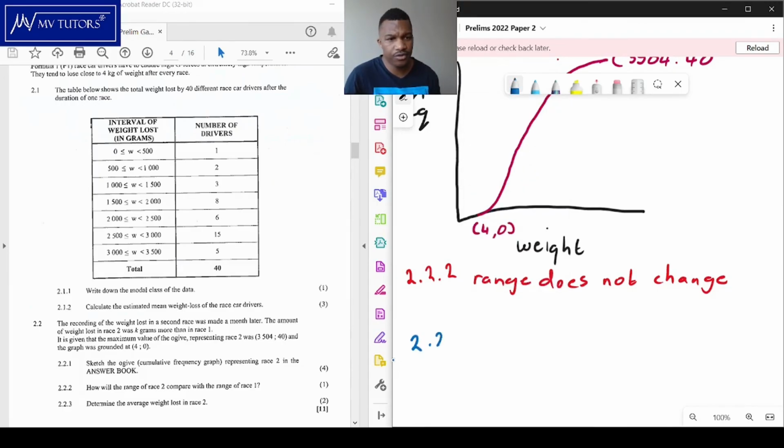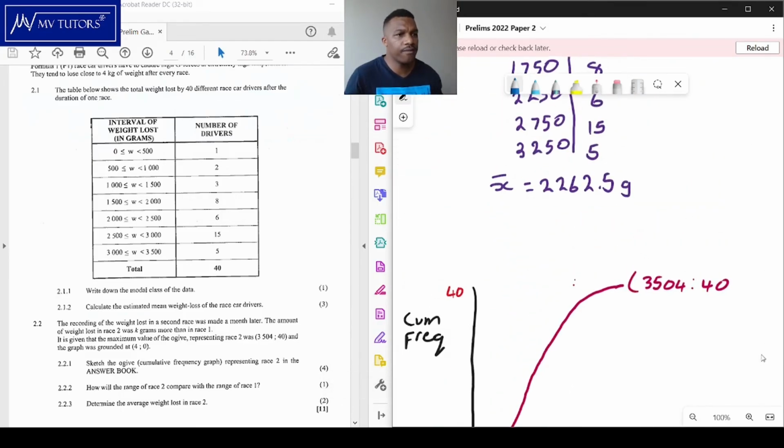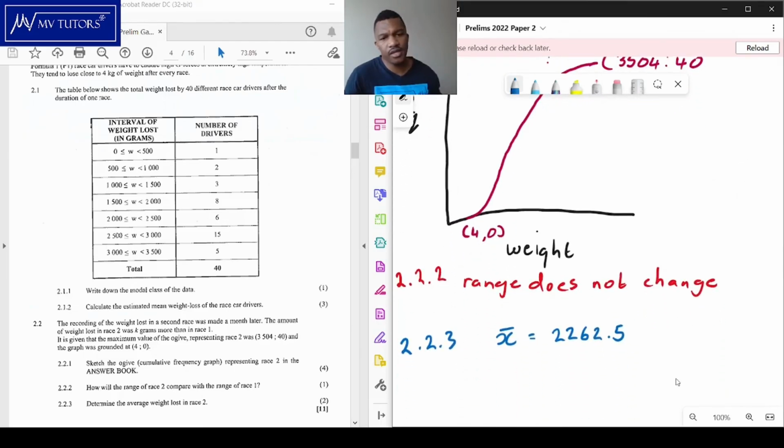Now doing 2.2.3. So the first one, I'm just gonna say the average weight loss will be then the average of the other one, which was 62.5. Let me just confirm that one last time. Yes, and you can see it shifted by 4, so I'm just gonna add 4 as well there, and it's gonna give me 2266.5 grams.